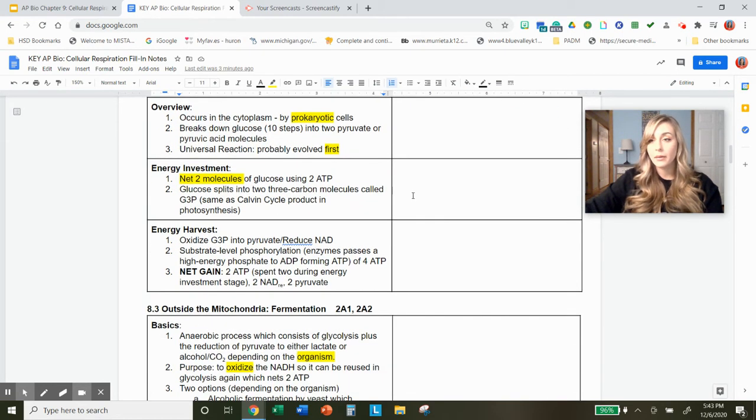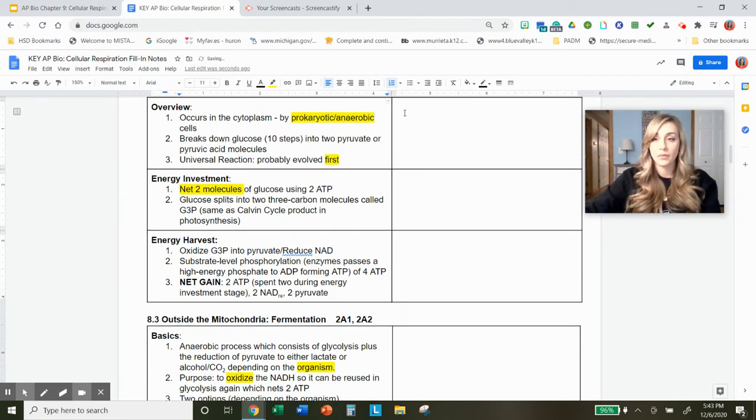So we talked a little bit already about glycolysis, so let's fill in that one under overview. Okay, it's going to occur in the cytoplasm. By prokaryotic, we're going to also add anaerobic cells. Okay, so cells that do not rely upon oxygen. It's going to break down glucose.